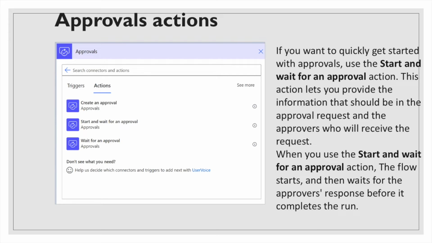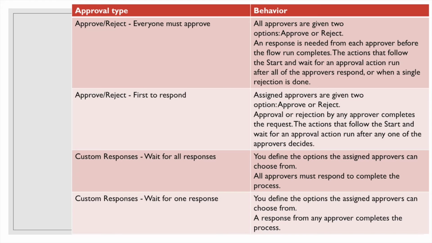If you consider the second one, Start and wait for an approval, it will first send the approval, and then it will wait for the response from the approver. These types of things we can achieve with these approval actions.